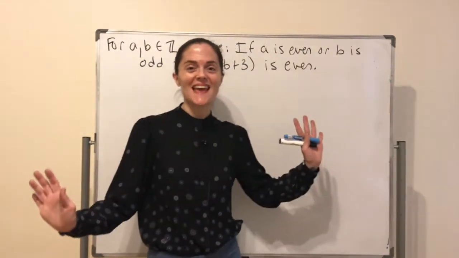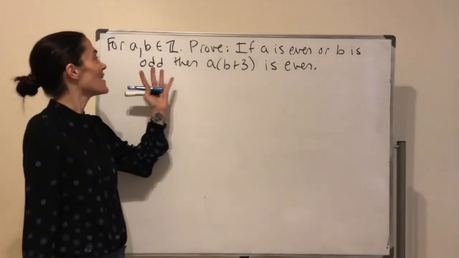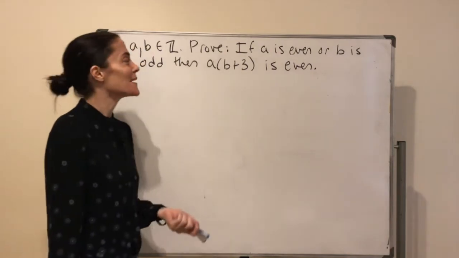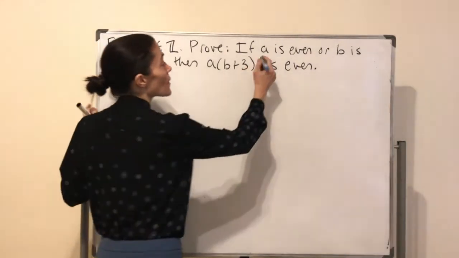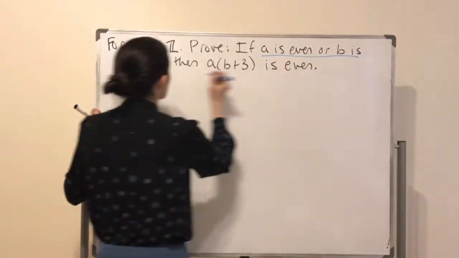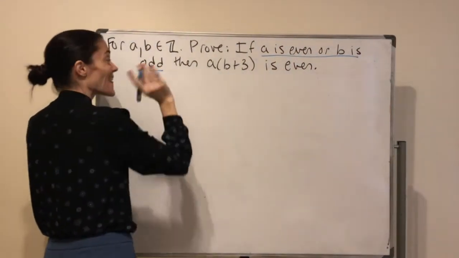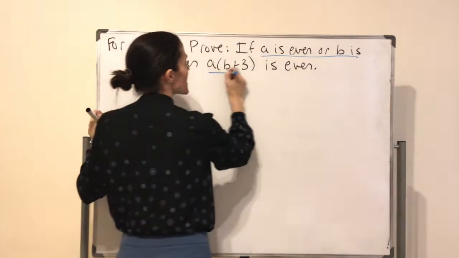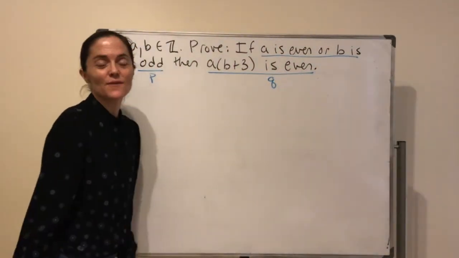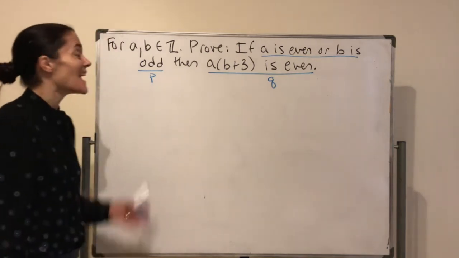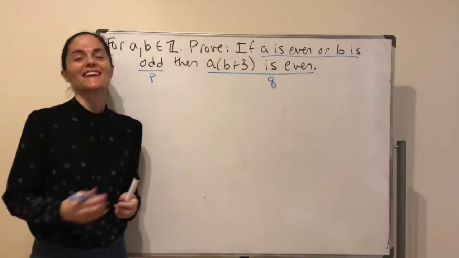We begin today with the following. For integers a and b, let's prove if a is even or b is odd, then a times b plus 3 is even. We see this is of the form p implies q, and we will prove this directly.